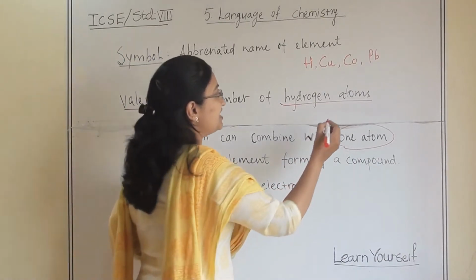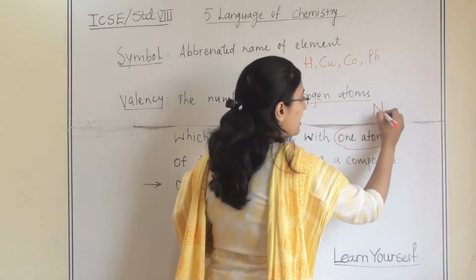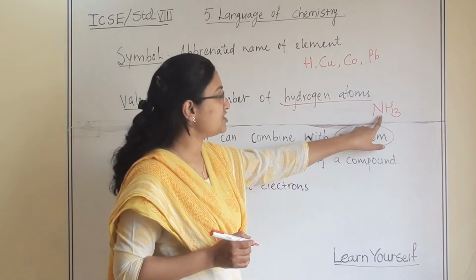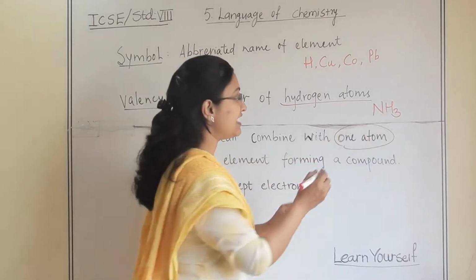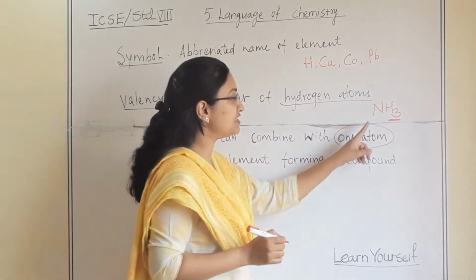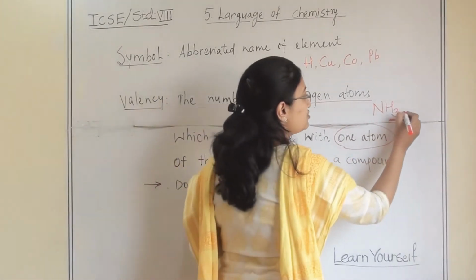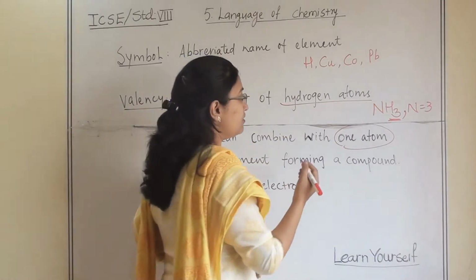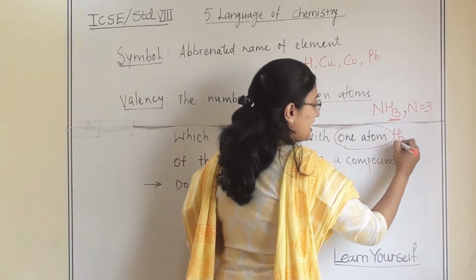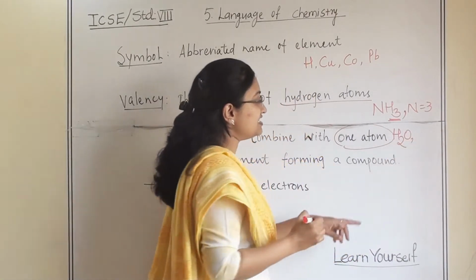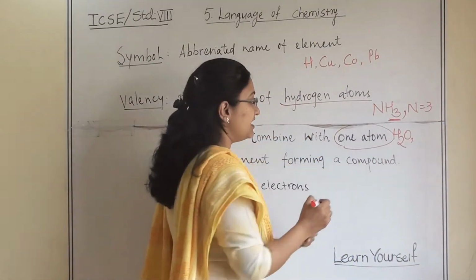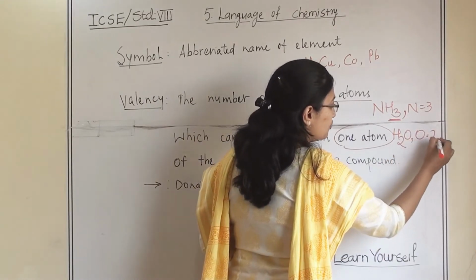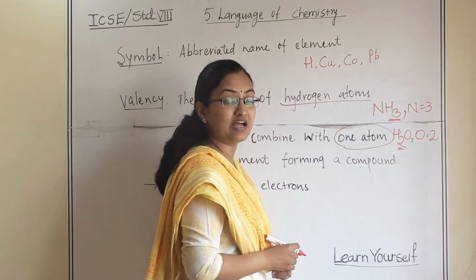For example, if we are writing the ammonia molecule, then NH3. So in this compound, if we are checking the valency of nitrogen, then how many hydrogen have been attached with nitrogen? 3. So nitrogen's valency is 3, and it is true. Now the H2O molecule. If we are writing the valency of oxygen, then oxygen's valency is 2. Why? Because how many hydrogen have been attached to it?